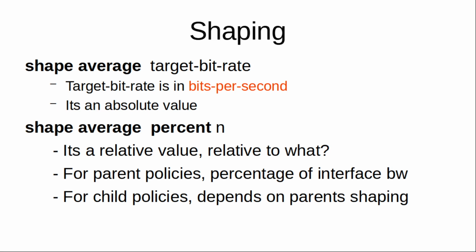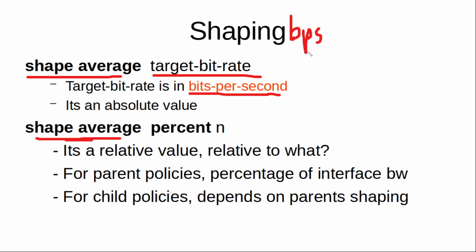Now let's see how to configure it. There are actually two ways to configure shaping. In both cases, I will use the same command, shape average, but in the first case, I can establish a target bitrate. This is given in bits per second. Remember, shaping is given in bits per second. And also, it will be an absolute value.